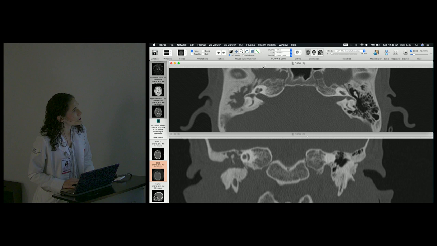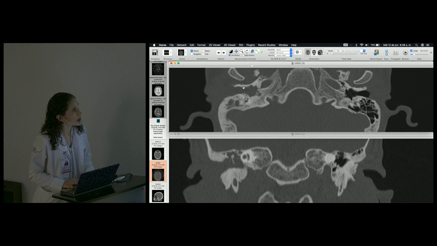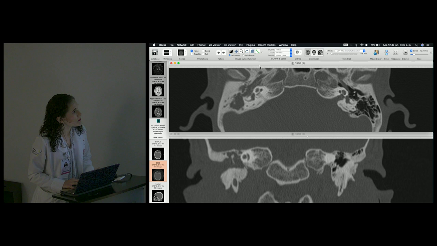Look, we have as well the extension of this lesion to the external auditory canal. There is also occupation of the totality of the external auditory canal. There are some important findings here that I want you to see. This is the facial nerve.